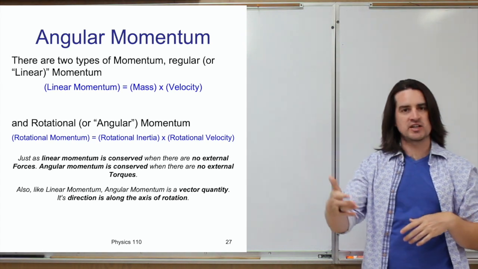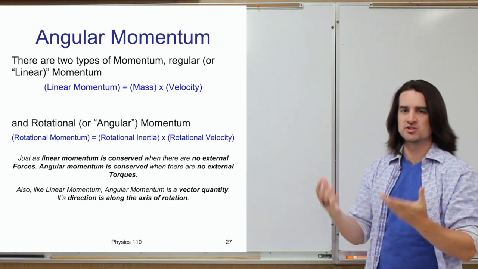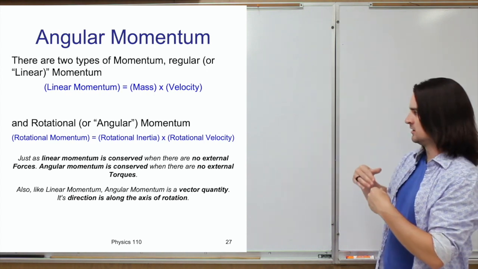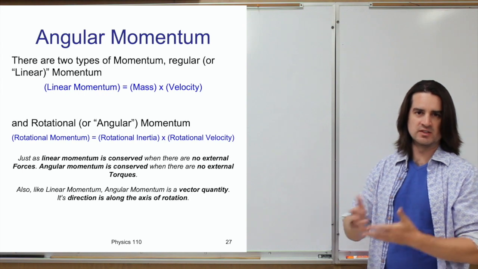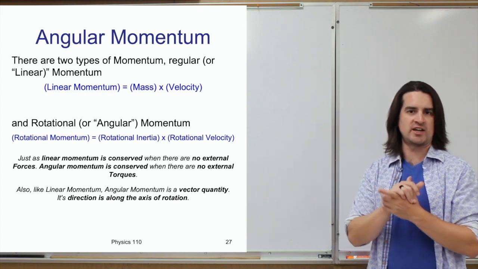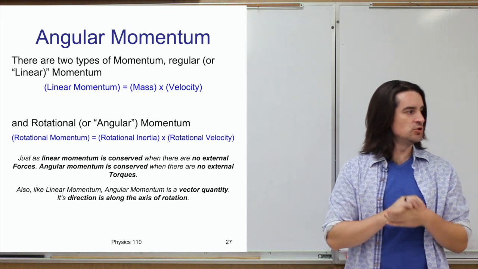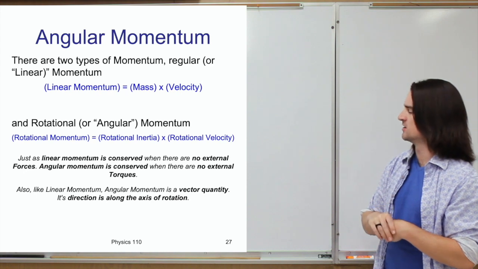And just as in regular momentum or translational momentum, it's conserved when there's no external forces coming in to act on an object. In the same way, rotational momentum is conserved when there's no external torques that act on a system. And this has some very useful, but also just kind of fun consequences too. We're going to see some of those in a second here.